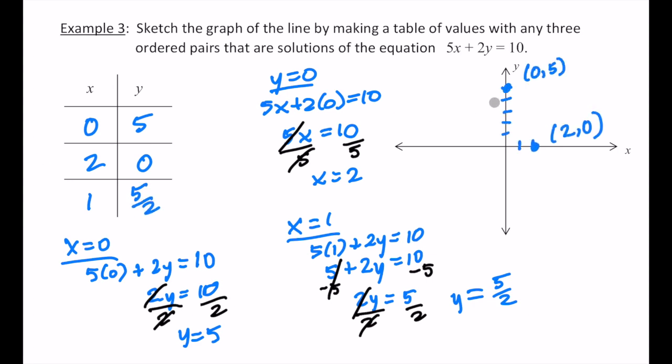Here are the first two ordered pairs, (0, 5) and (2, 0). For the third ordered pair, we'll have x is equal to 1 and y is equal to 5 halves, or 2.5. So here we have x equal to 1 and y equal to 5 halves, or 2.5, will be here between 2 and 3. And now we have the graph of the line.